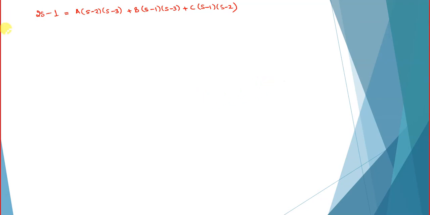So if I put s minus 1 equal to 0, this gives me s is equal to 1. Substitute it here, s everywhere here.